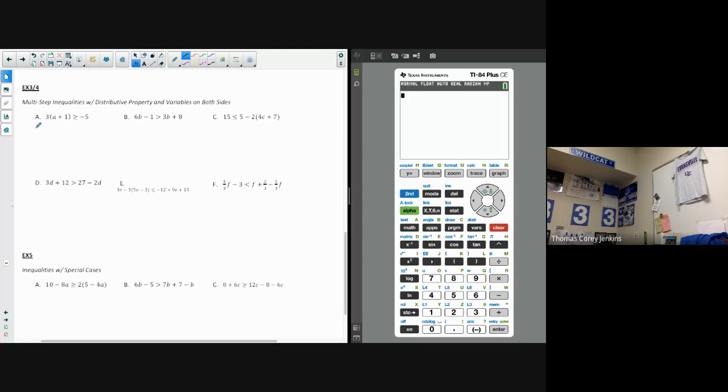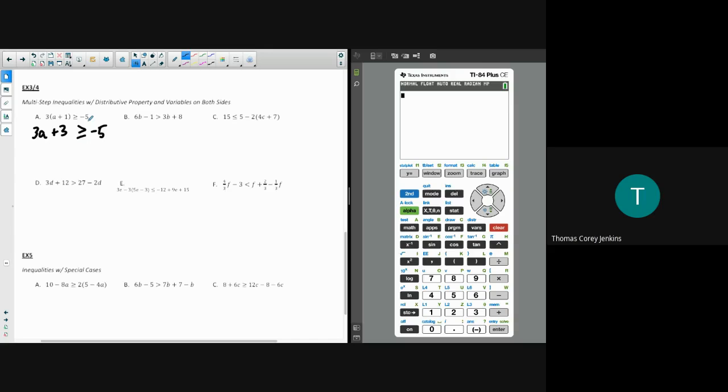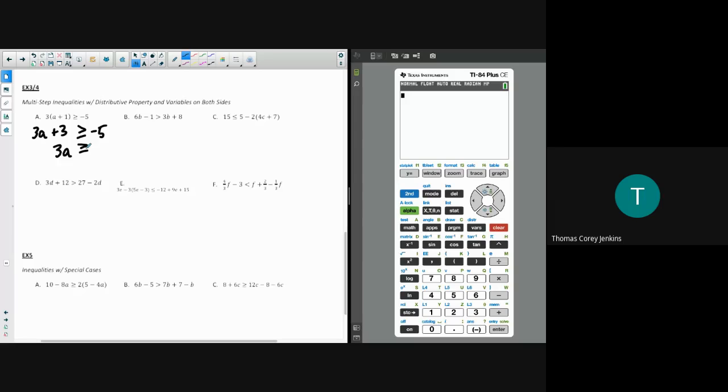So 3 times a is 3a, 3 times plus 1 is plus 3, and we have greater than or equal to -5. All right, now we want to move over the plus 3, so minus 3 to both sides is going to give me 3a is greater than or equal to whatever -5 minus 3 is. So that's -8.